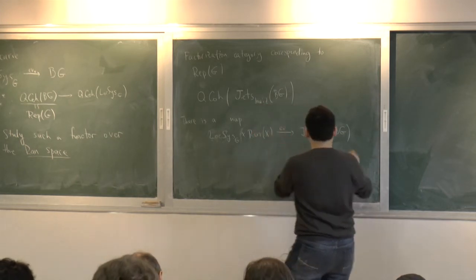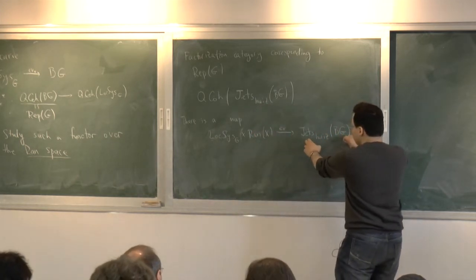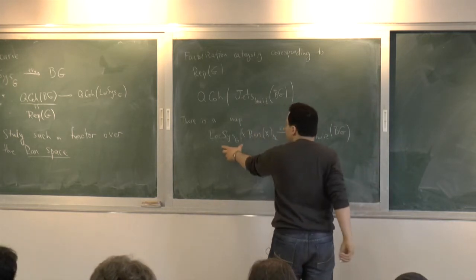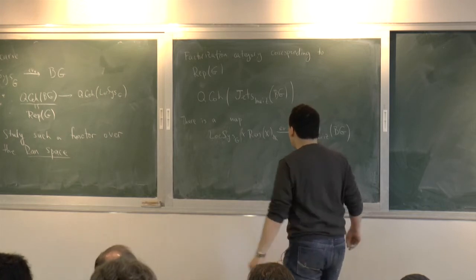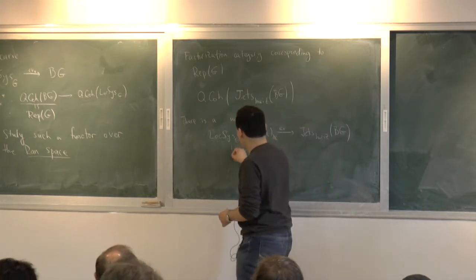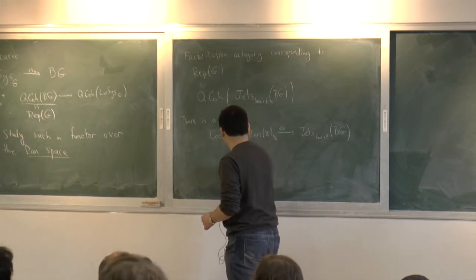We're going to take quasi-coherent sheaves here and end up with quasi-coherent sheaves on local systems. So we want to integrate along the Ran space in order to be able to do that. So there's a projection map.